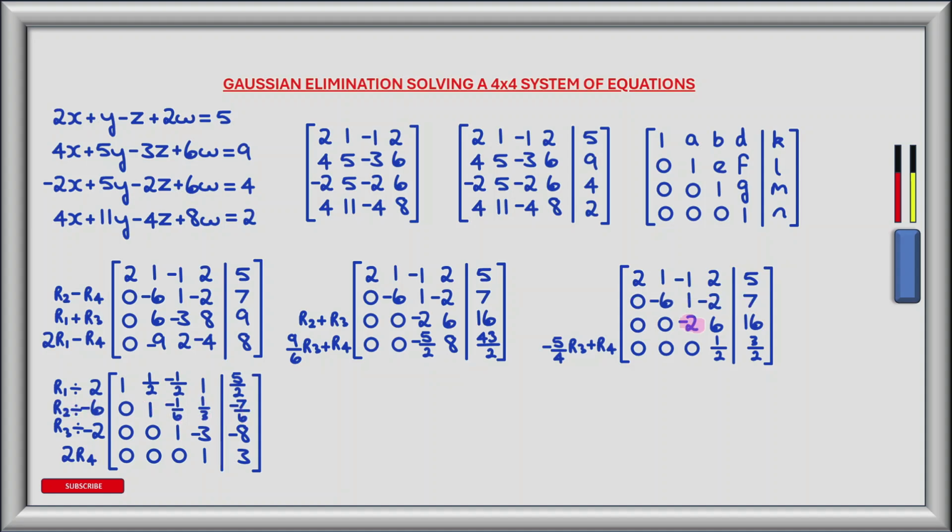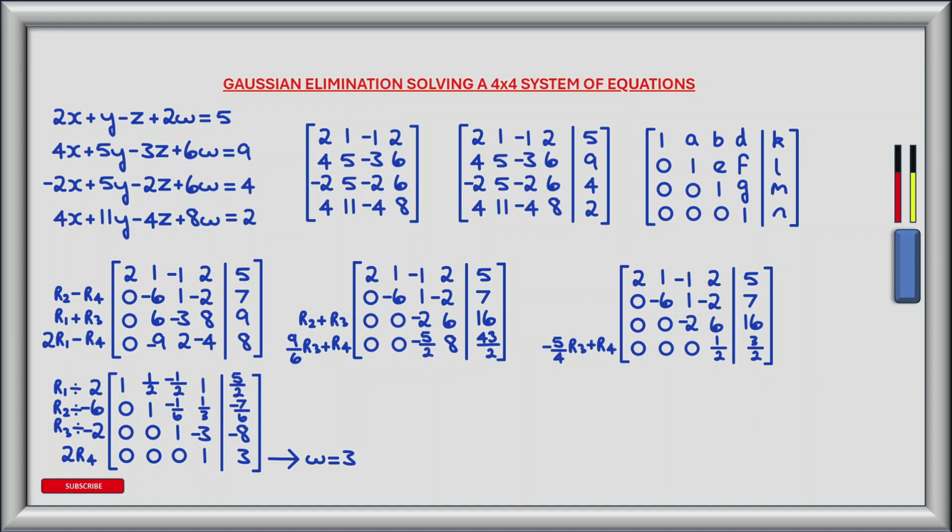And then for this element here, we need to divide row 3 by minus 2. So row 3 is this row here. And when we divide it by minus 2, we get 0, 0, 1, minus 3, and minus 8. And then for this element here, we need to multiply row 4 by 2. So row 4 is this row here. And when we multiply it by 2, we get 0, 0, 0, 1, and 3. Now we've reduced the matrix to row echelon form.